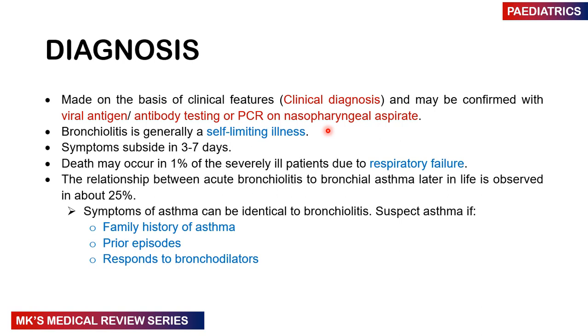But remember that bronchiolitis is generally self-limiting, so the symptoms are supposed to subside within about 3 to 7 days. Death actually happens in 1% of the severely ill patients. This is often due to respiratory failure. And of course, the relationship between acute bronchiolitis and bronchial asthma has been seen in about 25% of the cases. We should suspect that this may be asthma if you have a family history of asthma. If you have prior episodes like recurrency of these symptoms, then of course if they respond very well to bronchodilators.